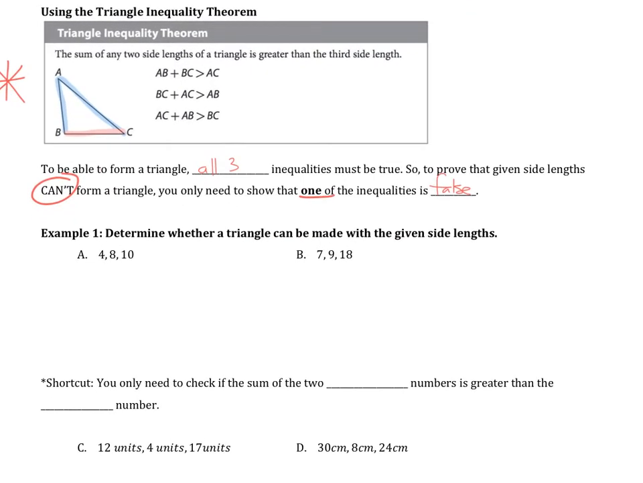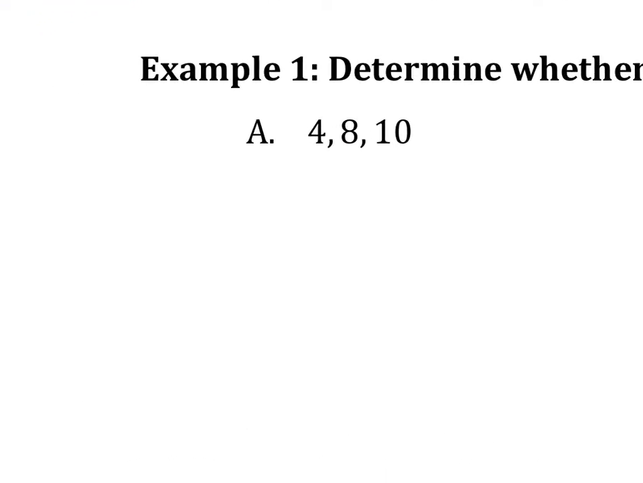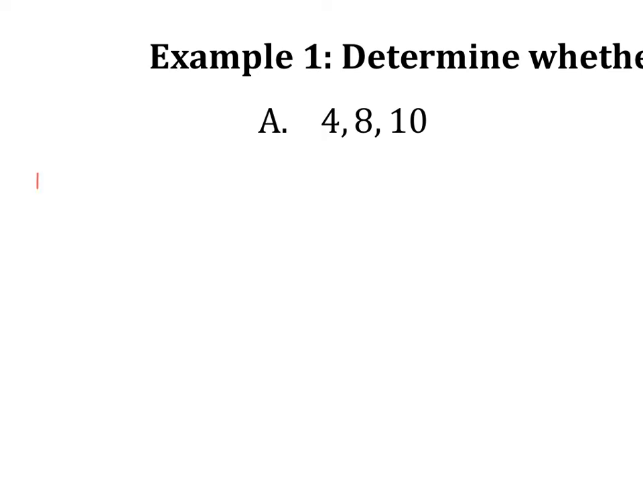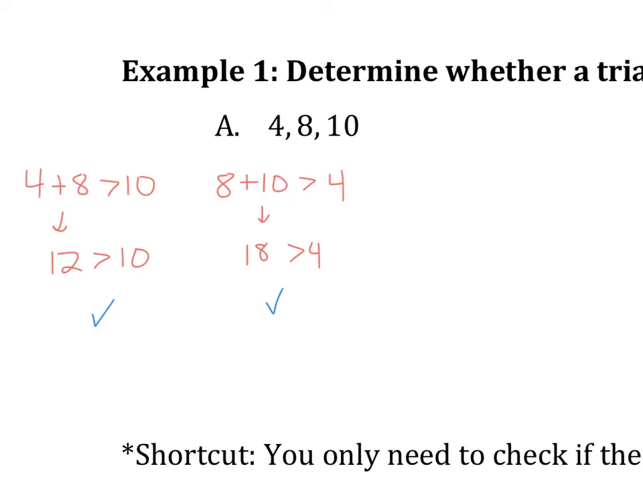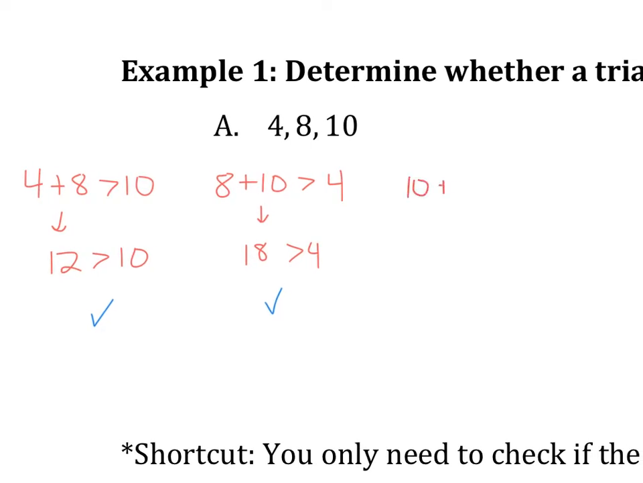So example 1, determine whether a triangle can be made with the given side lengths. We're going to have three inequalities here for example A. The first one I have to check is 4 plus 8 greater than 10. And so 4 plus 8 is 12. And is 12 greater than 10? Yes, it is. That one checks out. So the next one we have to check is 8 and 10. Is 8 and 10 greater than 4? Well, again, 8 plus 10 is 18. And is 18 bigger than 4? You bet. And then the last one we have to try is 10 and 4, is that bigger than 8? So 10 plus 4 is 14, and is 14 bigger than 8? Yes, it is.